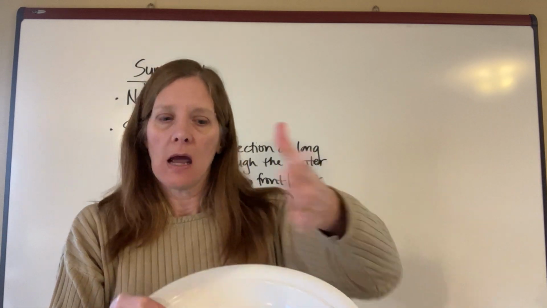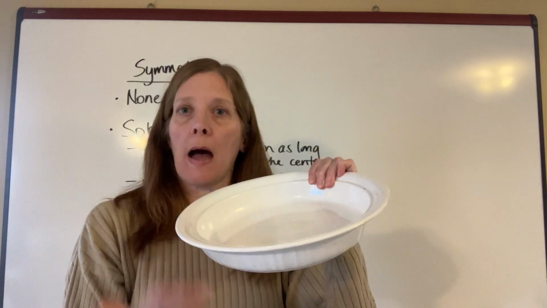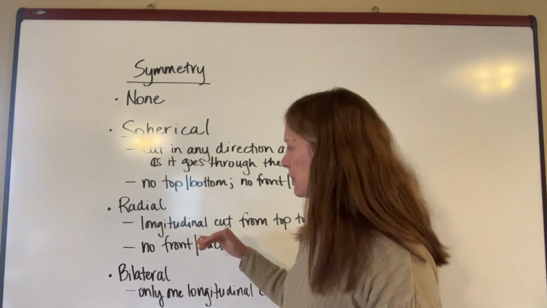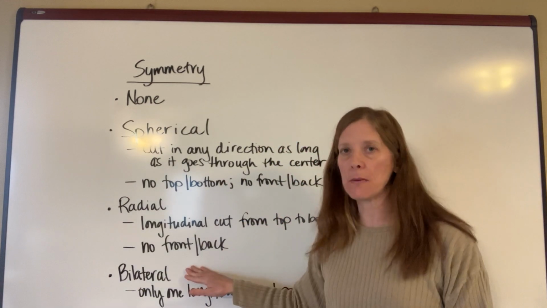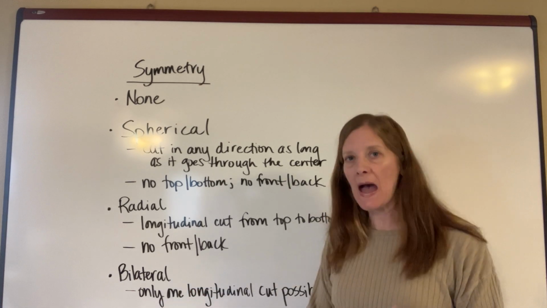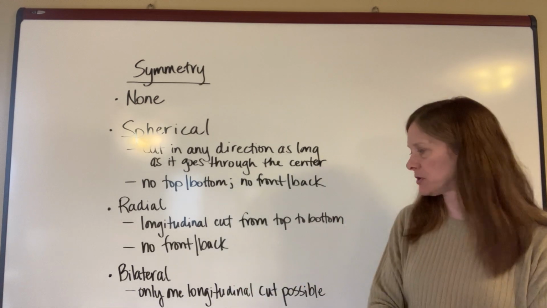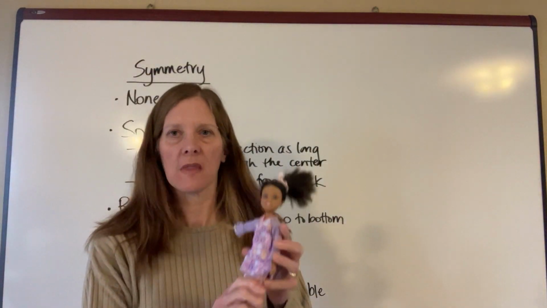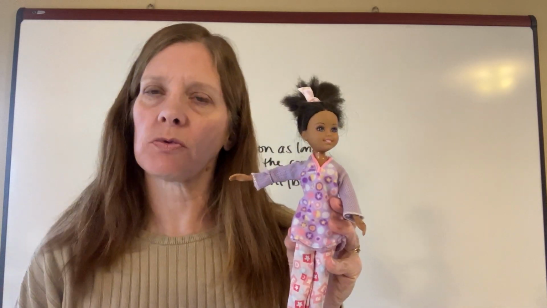But when you cut it, you can cut it any number of directions as long as you go from top to bottom. So an object with radial symmetry has a top and a bottom, but it doesn't have a front and a back. Now, most of the creatures that we are aware of have bilateral symmetry. What that means is that you can only make one longitudinal cut. So again, from top to bottom, there's only one cut that's possible. So people have bilateral symmetry because there's only one cut I can make.